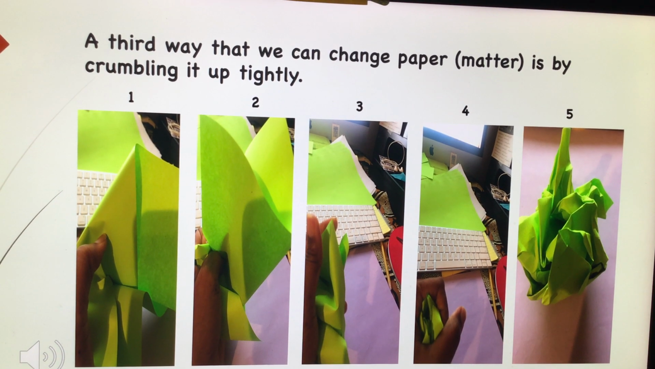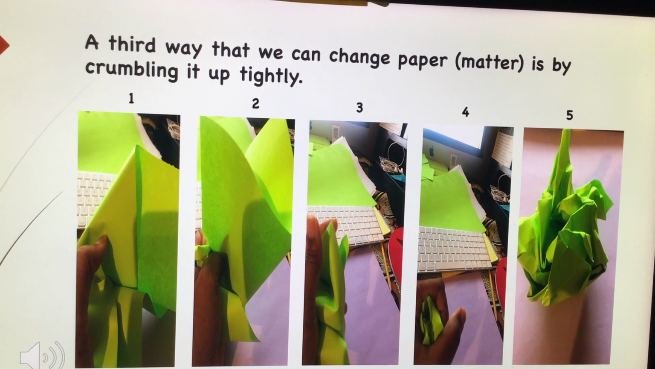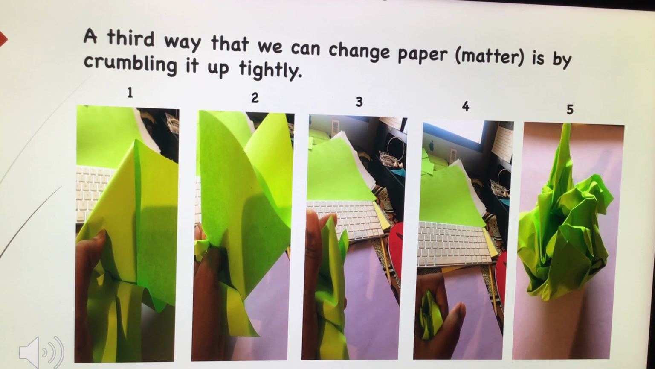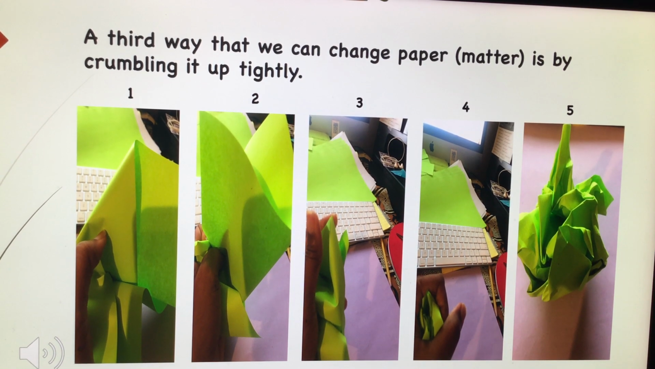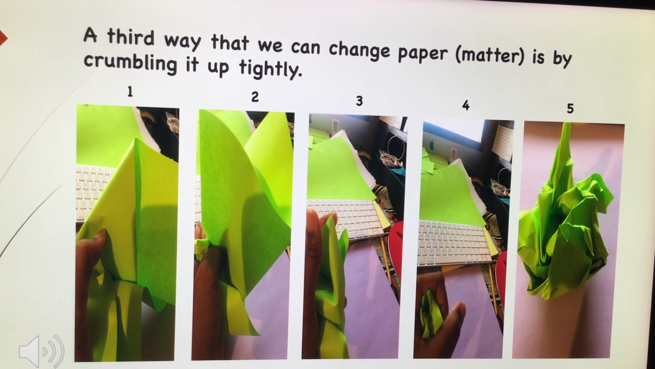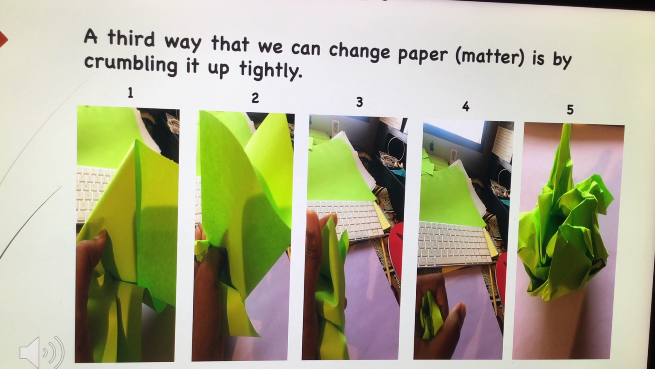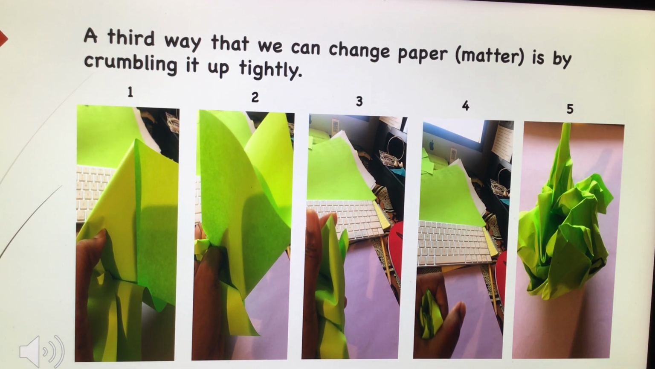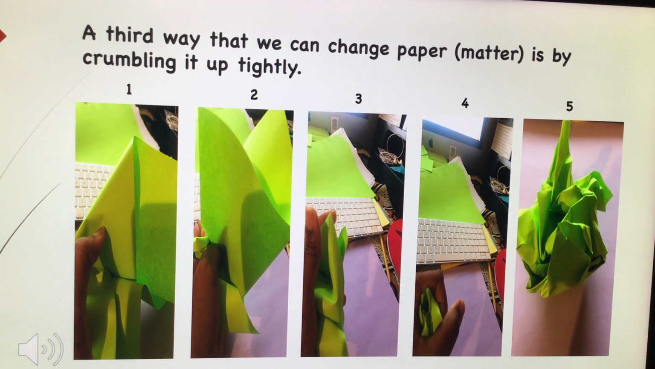Can you compare the original piece of paper that was in the first slide to this piece of paper now that's in this slide, number 5? How is it different? Did we change it from a 2-dimensional shape to a 3-dimensional shape? Did we change the texture of the paper? Remember, you can change matter by size, color, shape, texture, and temperature. Let me know what you think. And what do you think we're going to do next?